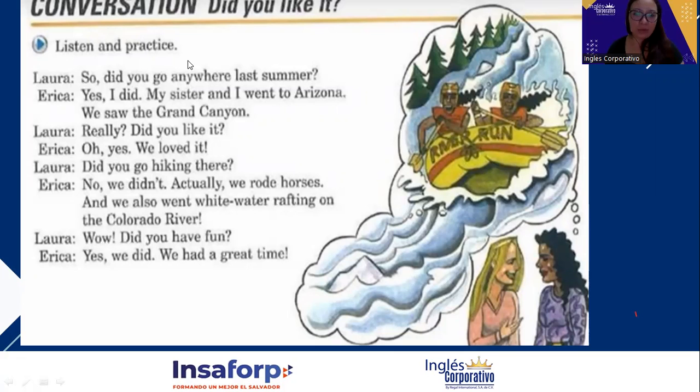Room number 8, we go with Monica, Marisol, and Ovidio. Okay. Hi, Ovidio. Hi, Monica. Did you go anywhere last month? Yes, I did. I went with my parents to the beach El Junco. Seriously? You had a lot of fun? Oh yes, I had a lot of fun going with my parents. That's great. I'm happy for you. See you later, Ovidio. See you later, Monica. Very good, thank you. And we go with number 9.